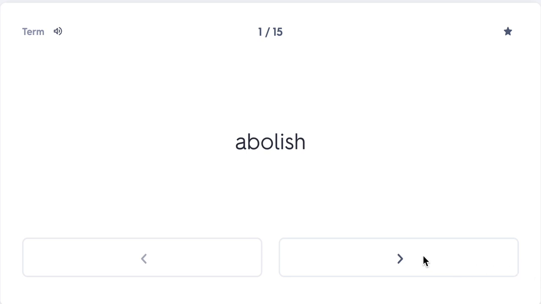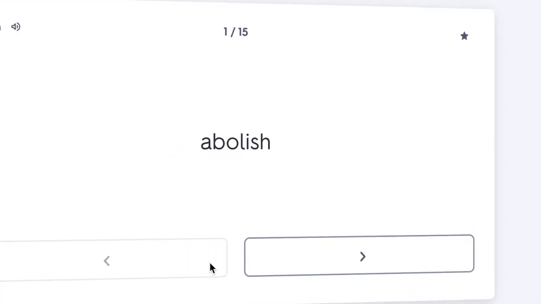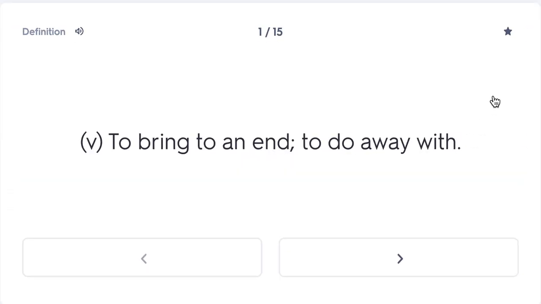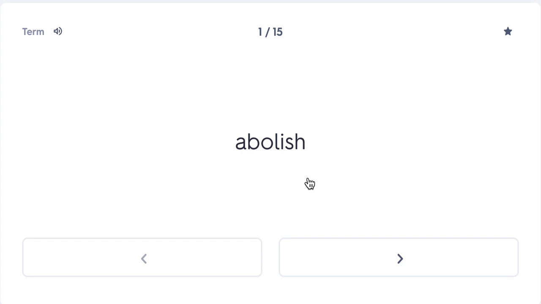So our first word is abolish. Abolish means to bring an end to or to do away with. When we hear abolish, or at least when I hear abolish, I tend to connect it with the Emancipation Proclamation, which was the document that Abraham Lincoln signed that abolished slavery, meaning that it ended slavery. But abolish can mean just to do away with or to end anything.